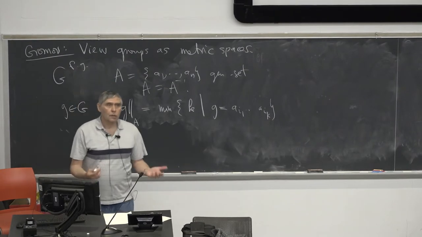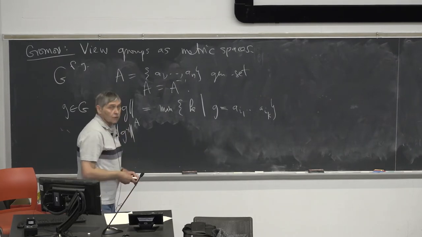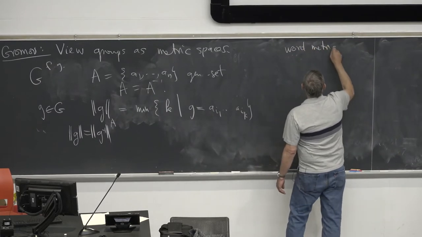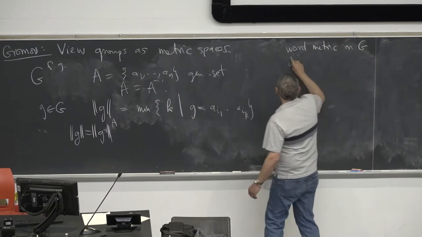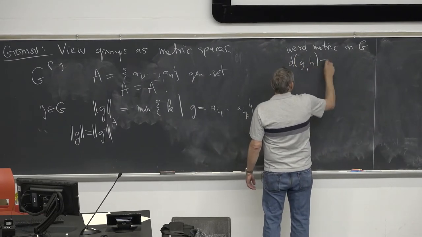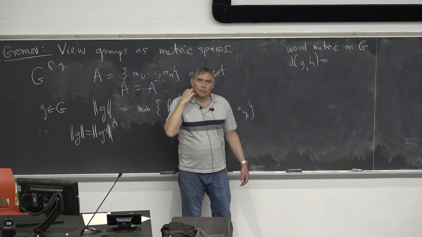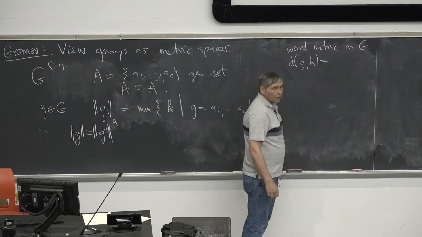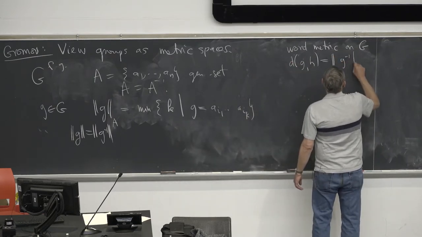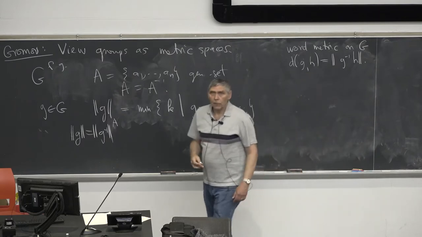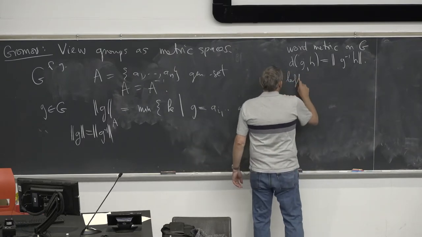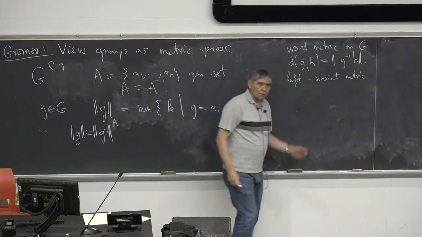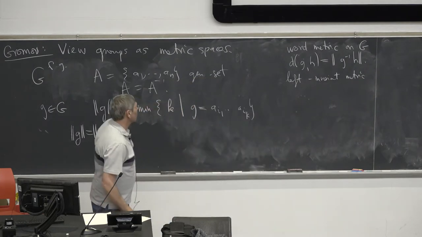And this gives rise to a distance function that's invariant under left translation. So you define the word metric on G. The distance between two elements, say g and h, I want to be invariant under left translation. If I multiply by g inverse, I'll get the distance between 1 and g inverse h. So that should just be the norm of g inverse h. So this is a left invariant metric. The group is acting on itself by left translations, and every left translation is an isometry with respect to this metric.